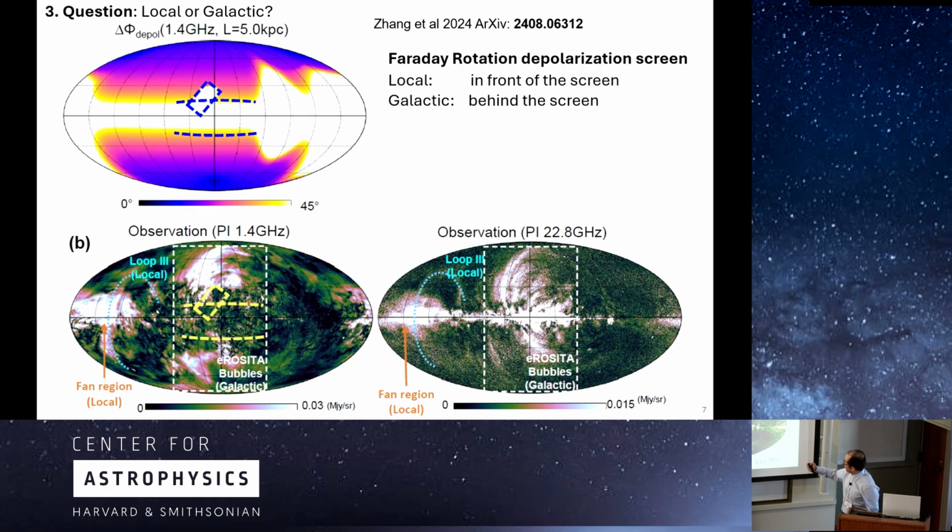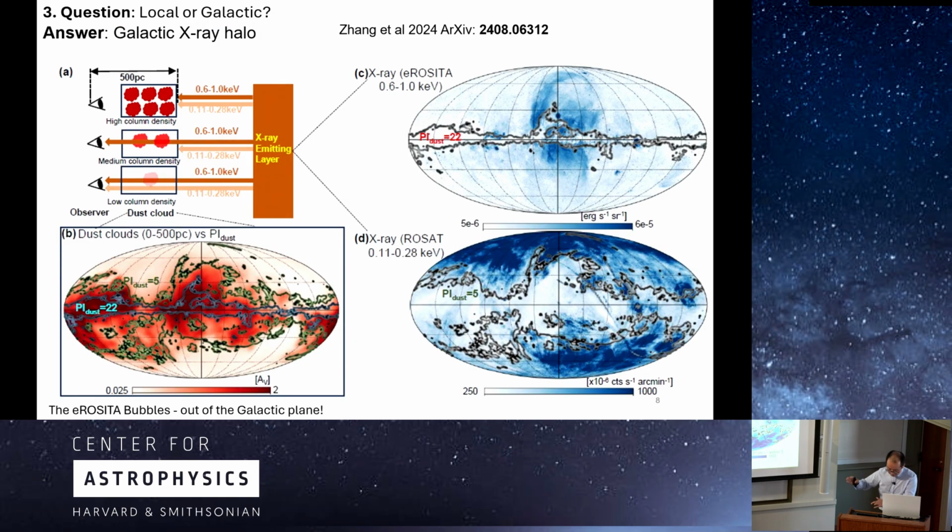Comparing to the lower frequency, you can see that these regions have a symmetric depolarization screen, and this must come from at least 5 kiloparsec away from us. So they are galactic. But this local structure, you see, this is a known local structure. They stand less than 1 kiloparsec from us, and they are not suffering from this Faraday rotation screen. So in those two frequencies, you see they look very similar. We know the magnetic field, and these regions are coming from much farther away, at the 5 kiloparsec scale.